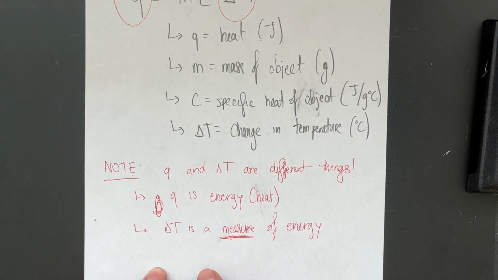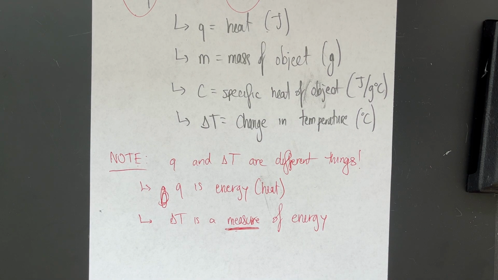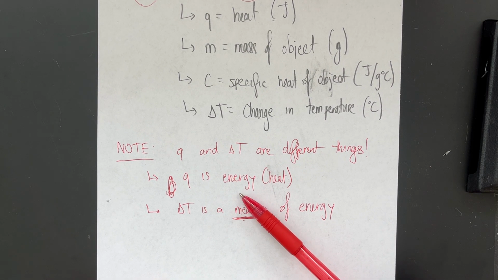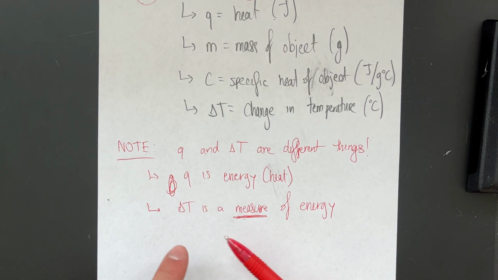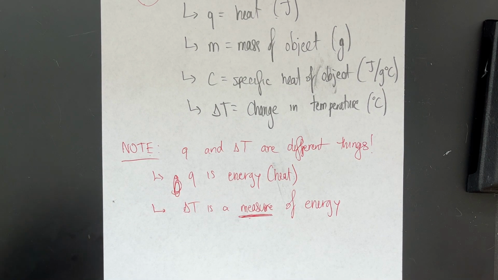Whereas delta T, remember, the definition of temperature is that temperature gives us a measure of our energy. It tells us how much energy is present. And so don't get confused with what something is versus the measure of that thing. Delta T is a measure of energy, whereas Q is energy itself, okay? Those are different things if you think about it, right? The measurement of something is different than the thing itself.